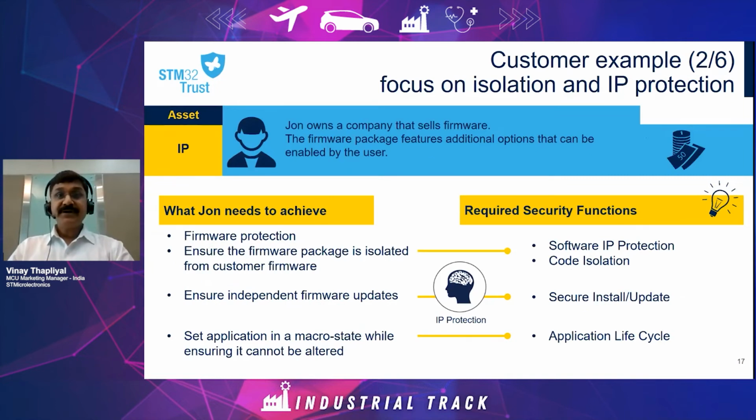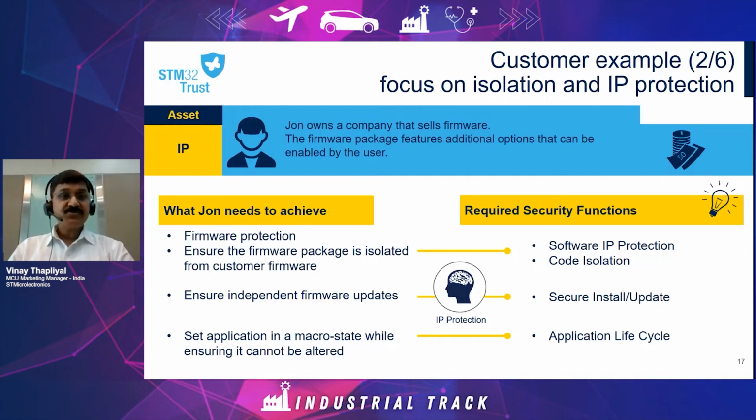The second example I have taken is on the focus on isolation and IP protection. So it means the asset here is IP. For example, John is the company owner that is selling firmware. The firmware package features additional options that can be enabled by the user.